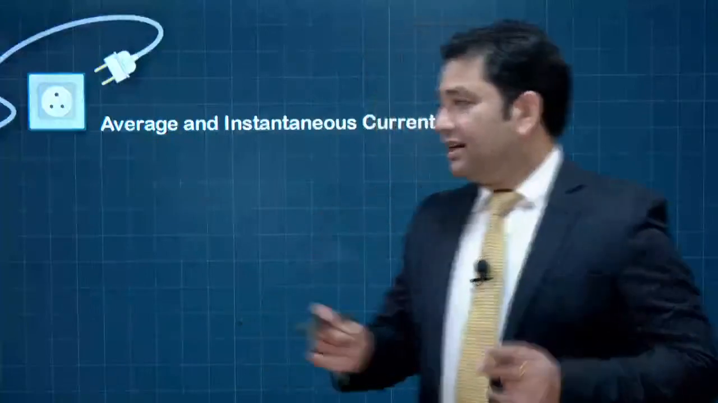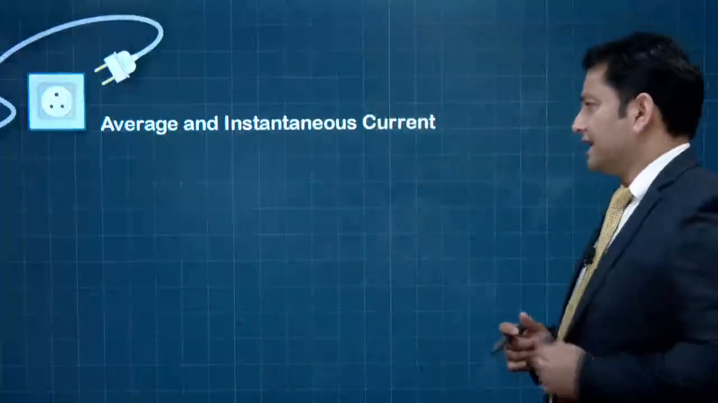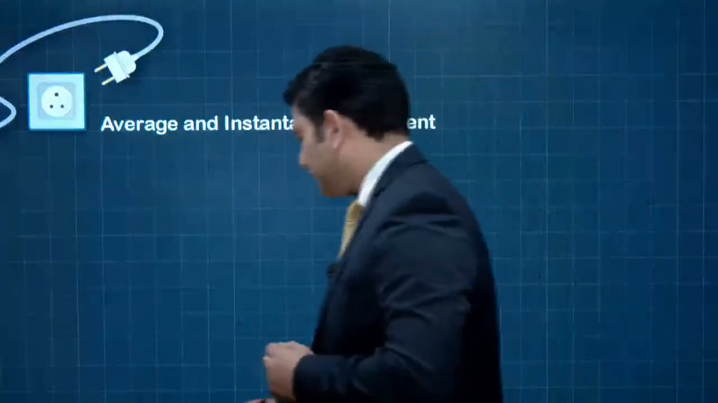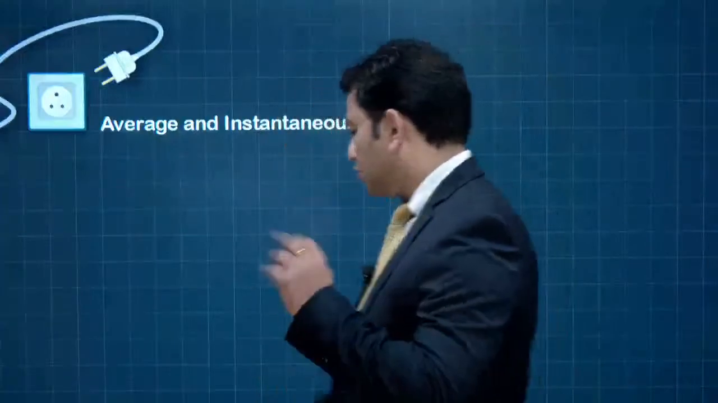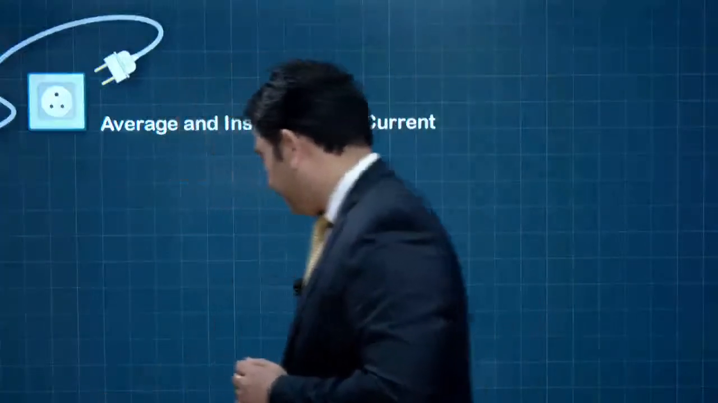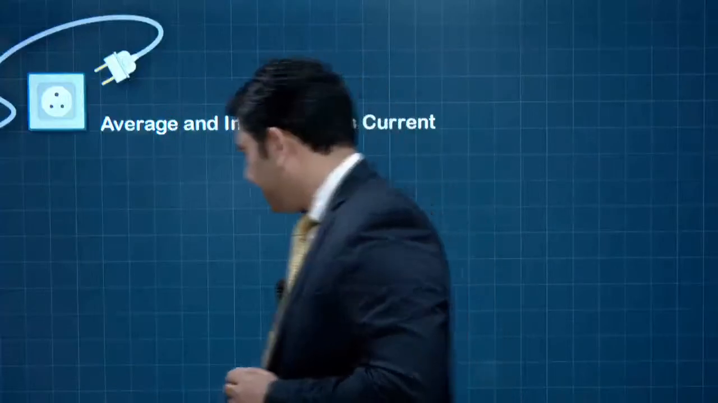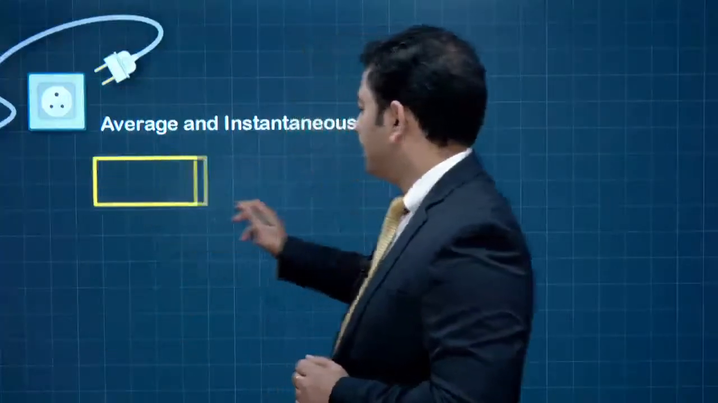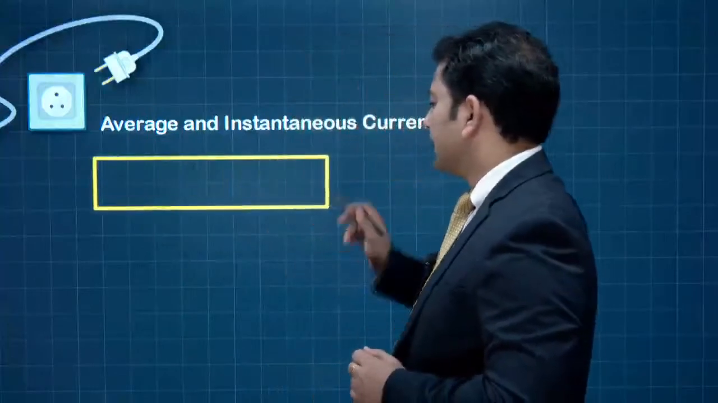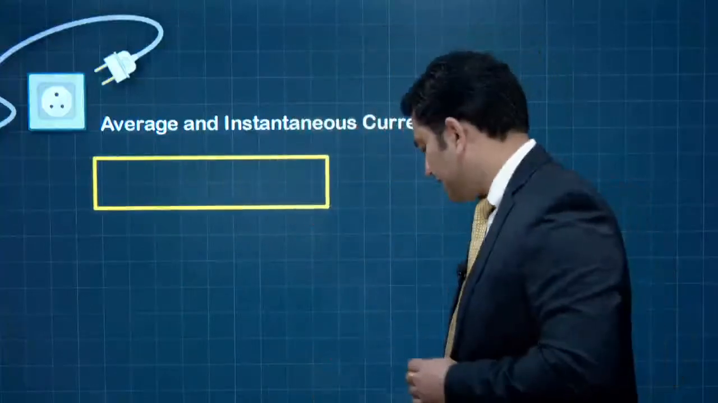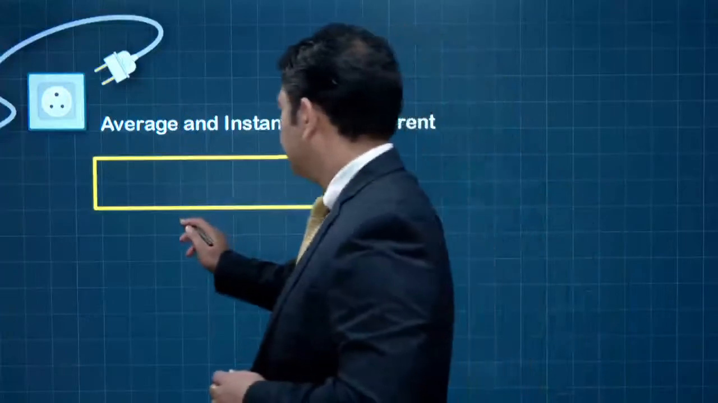All right. So what's the meaning of average and instantaneous current? Let's try to understand. बहुत छोटी-छोटी चीजें हैं, but they are very much important. All right. So I'll just take a simple example. मान लेते, you have a conductor. So this is a conductor.